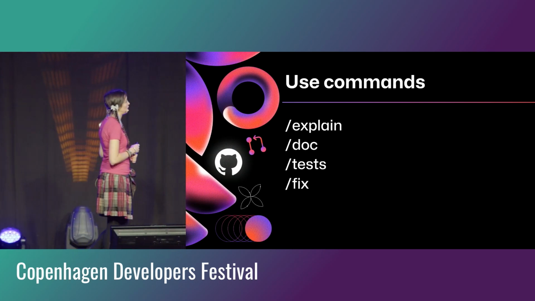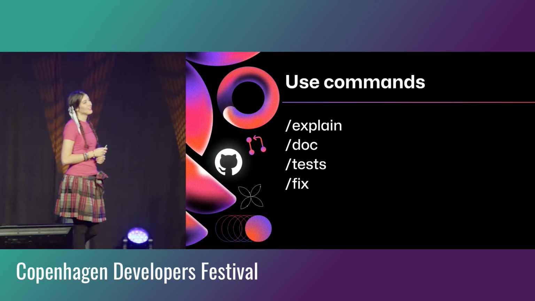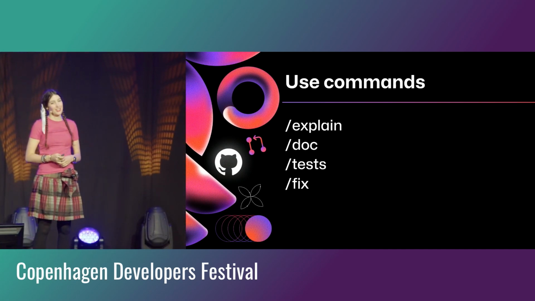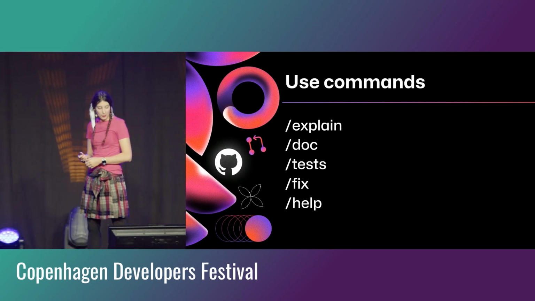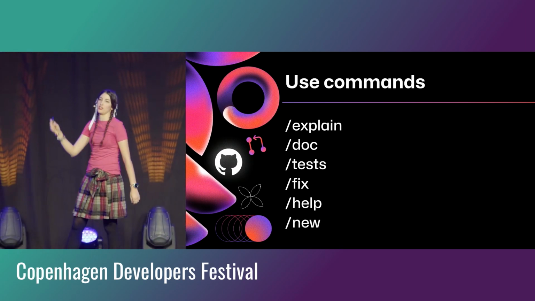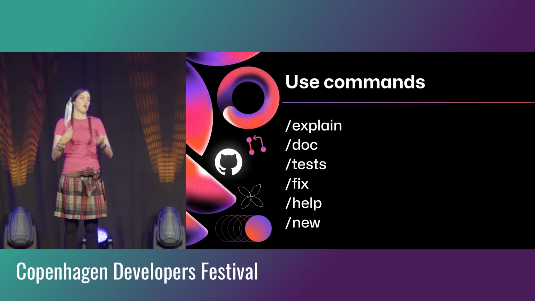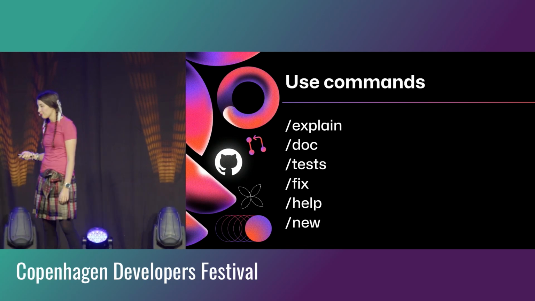Slash fix, you saw I used that one. Love this one. Slash fix: just fix my code. I don't mind how you fix it, just fix it. Slash help is to get a little bit more help from GitHub Copilot. And slash new I showed you as well. So slash new means create a new file, create a new thing.